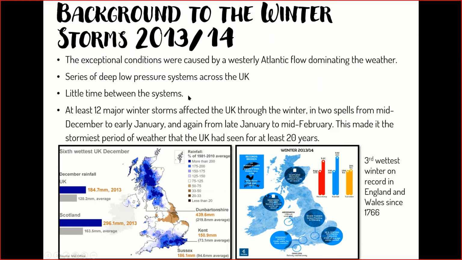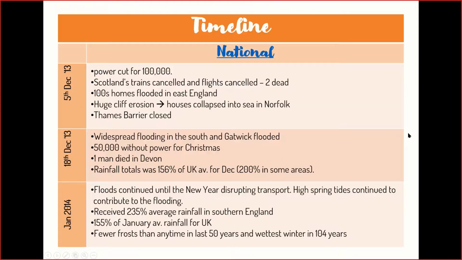Now, what that means, and here's a synoptic link to water and carbon, is all of the pore spaces in the soils were filled up. The soil was saturated by antecedent rainfall, what had happened beforehand, which then led to flooding when further low pressure systems passed ahead. There were 12 major winter storms affecting the UK through this. And it was the stormiest period of weather the UK has seen for at least 20 years, the third wettest winter on record in England and Wales since 1766. You can pick out some facts from those two sources at the bottom there.